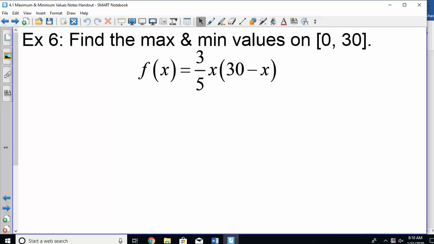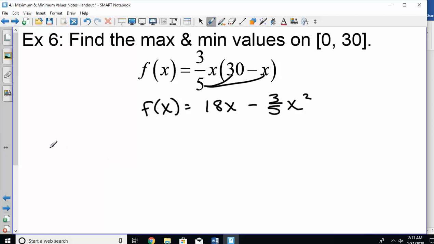So for this one, to find my critical points I have to do the derivative, so it might be easiest if we first distribute. So 3/5 x times 30 gives us an 18x. 3/5 x times negative x would be negative 3/5 x squared. Then we need our derivative, which would be what?